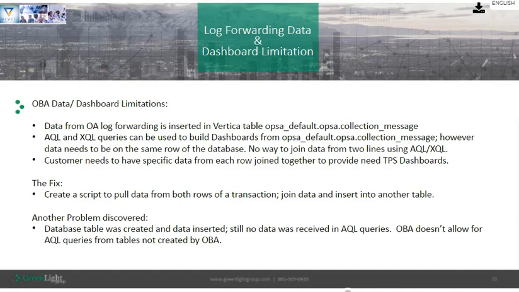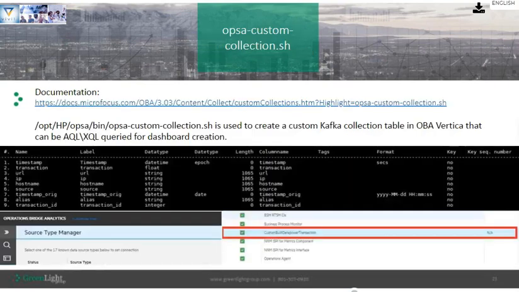My first solution was to just create a table within the database, and create a script to join the data and insert that into the table. Well, we came into another problem: OBA doesn't allow for AQL queries against tables that are not created by OBA. So we had to come up with another solution. Moving forward, we use this opsa-custom collection script that's on the application server.